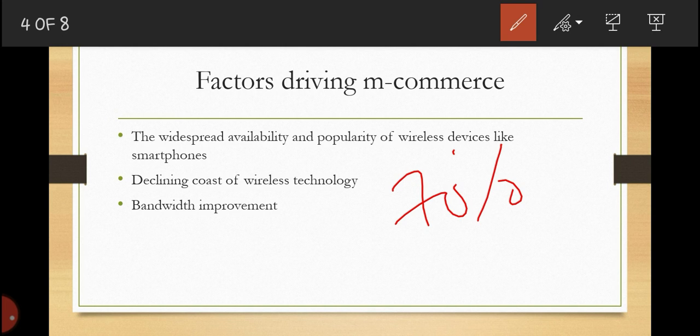So m-commerce differentiates itself in many ways from electronic commerce. This is because mobile phones have very different characteristics compared to other computers like desktops and laptops. And it opens so many windows of opportunities for businesses to exploit.